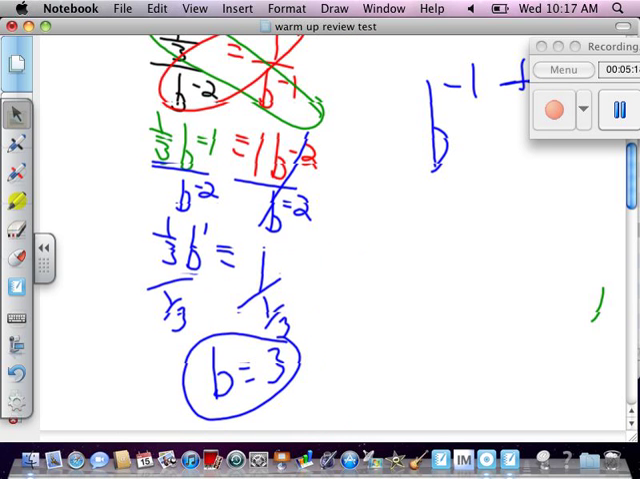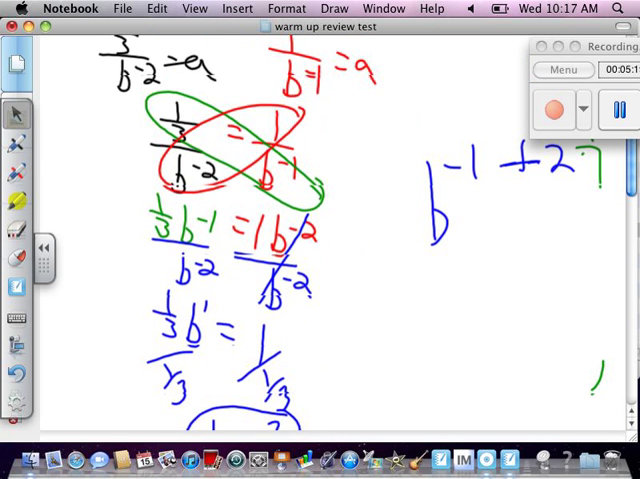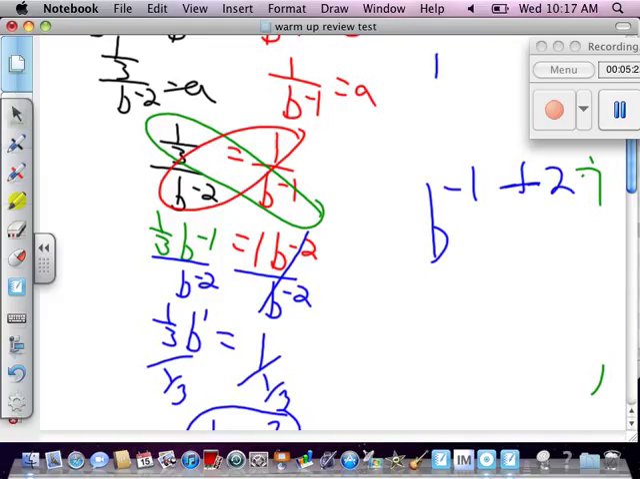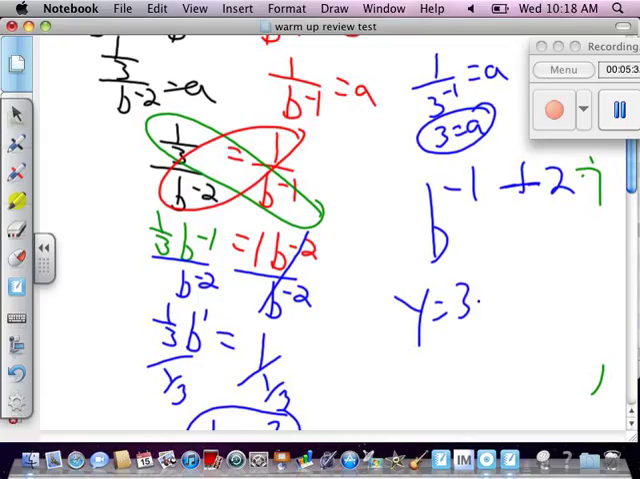Once I know what b is, I'm going to plug it back in to one of these problems up here. For example, 1/3 to the negative 1 equals a. So we flip it, and we get 3 equals a. So my answer is y equals 3 times 3 to the x.